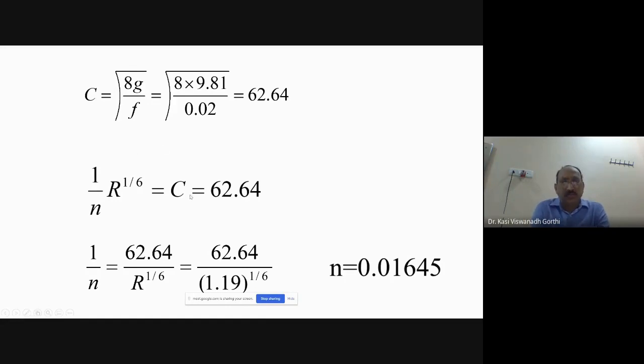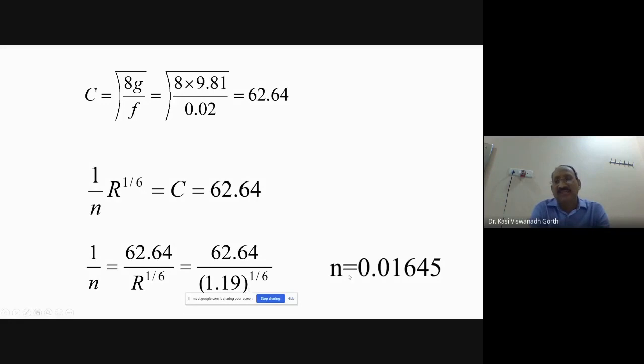So C is 62.64, which is equal to 1 by n R to the power 1/6. Just now we have compared. So Chezy's coefficient C is expressed in terms of the Manning's coefficient as 1 by n R to the power 1/6, just with the previous comparison we have got. So substituting that, C is equal to 62.64 is equal to 1 by n R to the power 1/6. And hence 1 by n would be equal to 62.64 divided by R to the power 1/6.